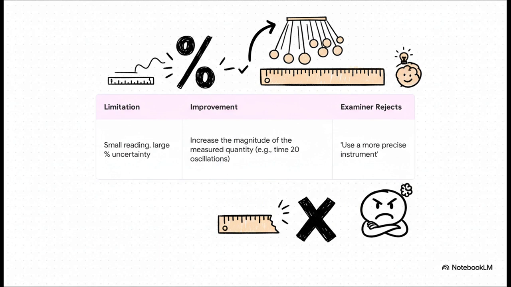Okay, now this one is really clever. The problem is that measuring something tiny leads to a huge percentage uncertainty. The obvious answer is use a more precise instrument, but that often gets rejected. The smarter move is to change the experiment to make the thing you're measuring bigger. So instead of timing one swing of a pendulum, time 20 and divide by 20. This massively shrinks your percentage uncertainty.